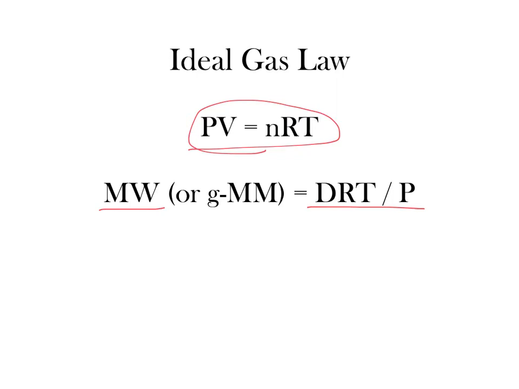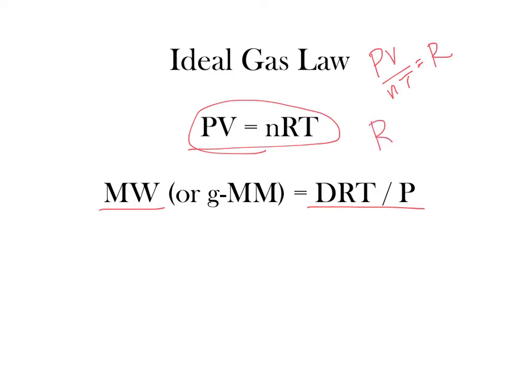PV equals nRT. Remember the combined gas law? P1V1 over n1T1 equals P2V2 over n2T2. Well, if you just take out the ones, just PV over nT, notice that that all equals R, which is where the ideal gas law comes from. All of that is a constant.